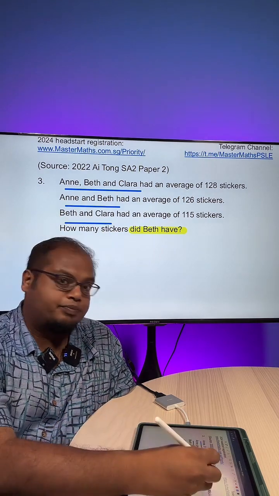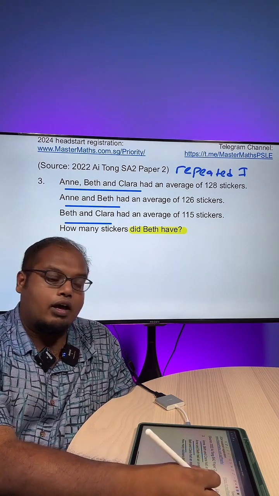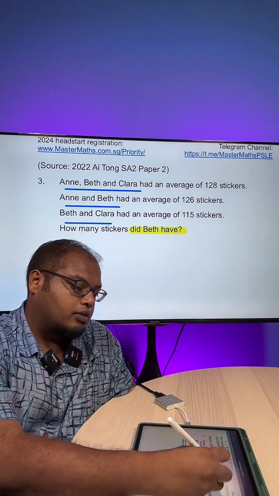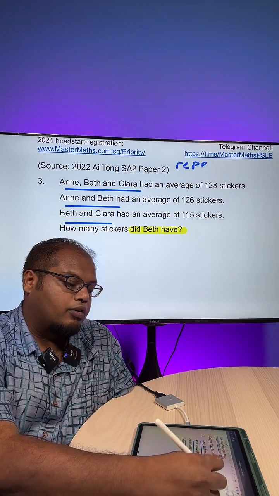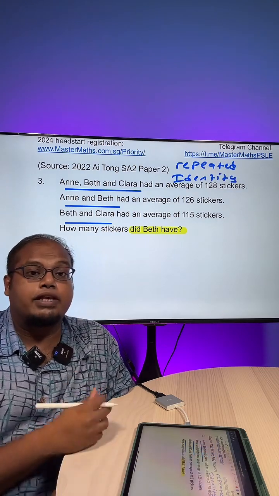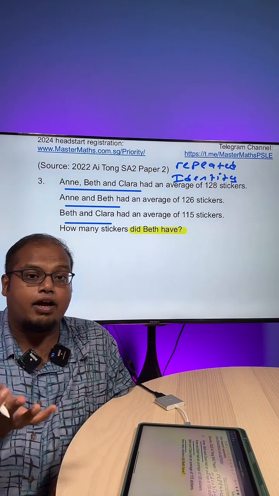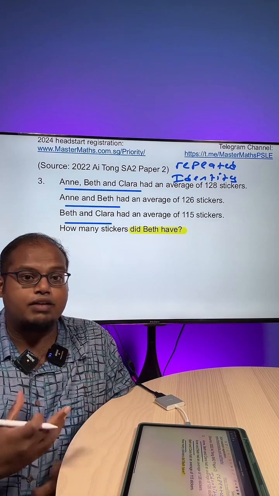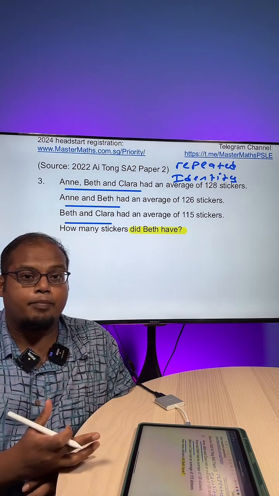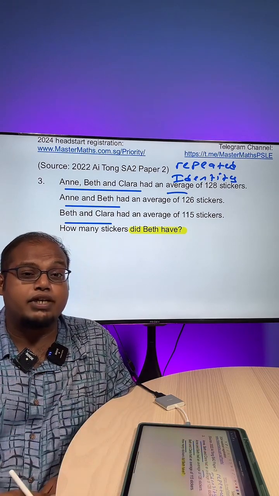So what we call this is repeated identity. Okay, so there's a repeat. Initially there's information about Anne, Beth, and Clara. Then after that they repeat, but something different. They are saying about Anne and Beth. And after that they are saying about Beth and Clara. But of course, because there's this word here, average, there's something about average that you need to use here.